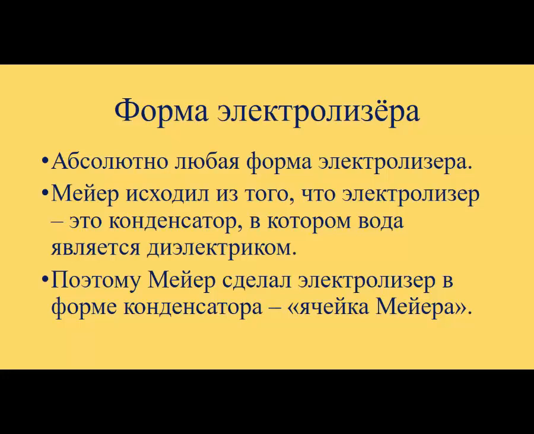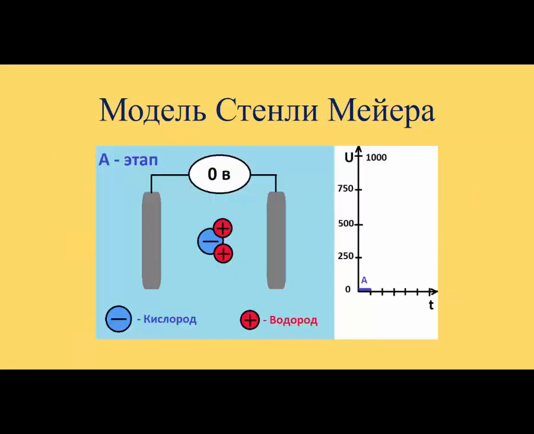Meyer proceeded from the fact that an electrolyzer is a capacitor in which water is a dielectric. Therefore, Stanley Meyer made an electrolyzer in the form of a capacitor, calling it the Meyer cell in his honor. The work of the Stanley Meyer cell consists of several stages.